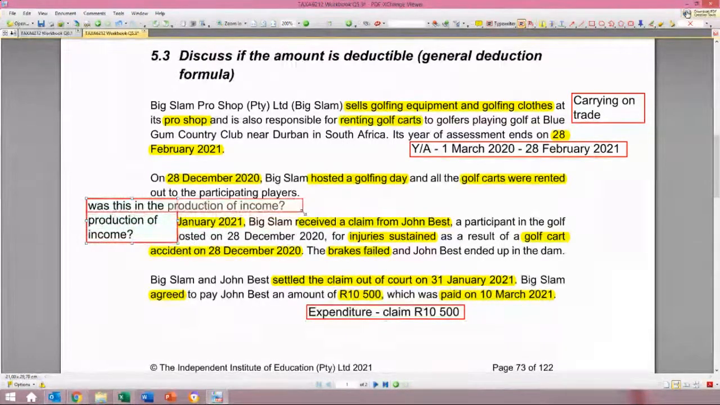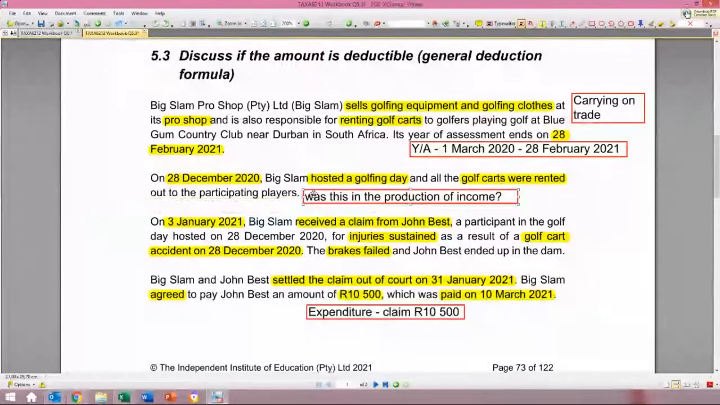And this is where your case law will come in to help you motivate if it was part of the production of income, yes or no. Okay, and then the other thing is we need to see if it's capital in nature. Does it create an enduring benefit?